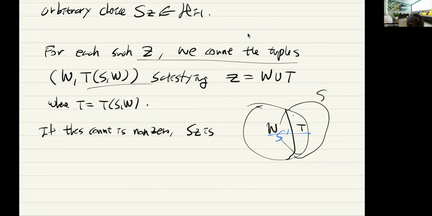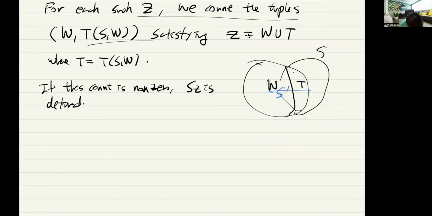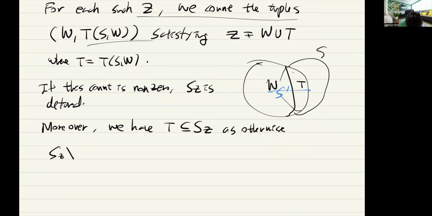Non-zero, then SG is defined, because there is at least one set here which is contained in this union. So out of them, we made some arbitrary choice. Moreover, what we know is that this P is a subset of SG. Why? Because SG is a subset of G, right? And a subset of W union T.